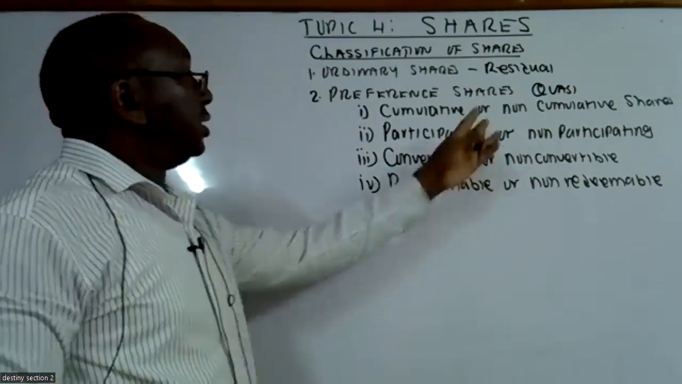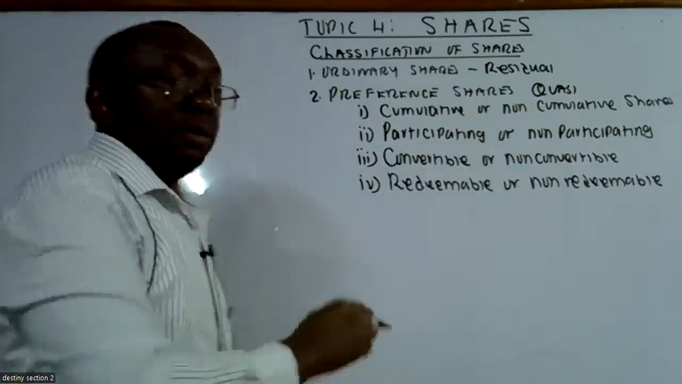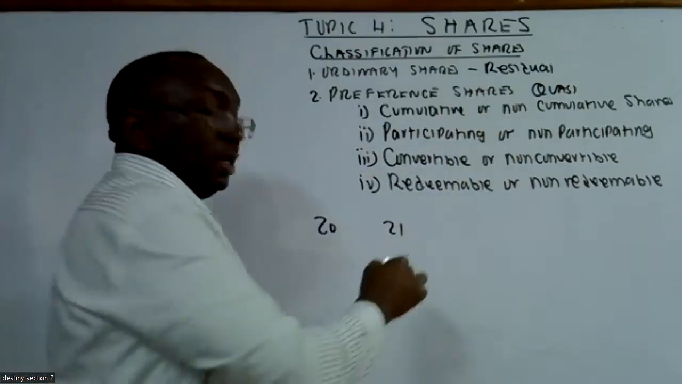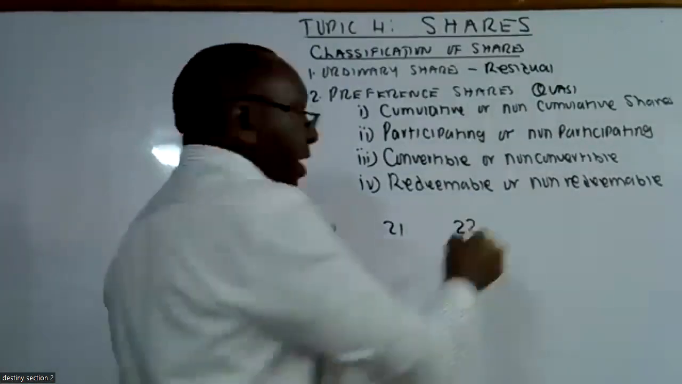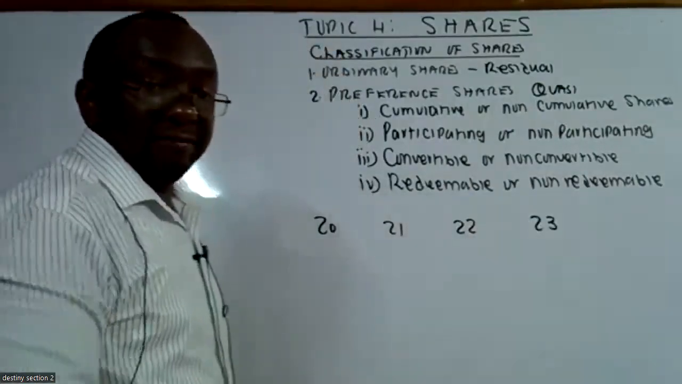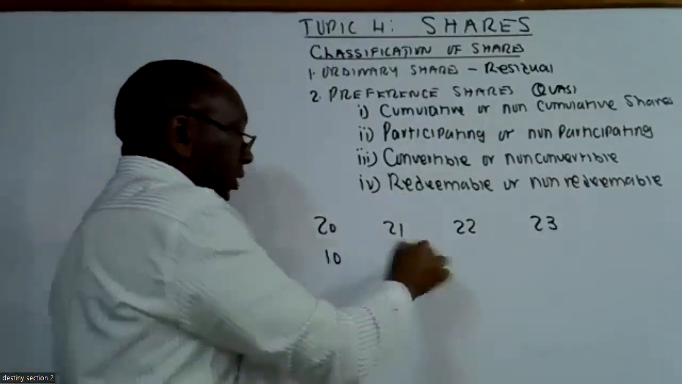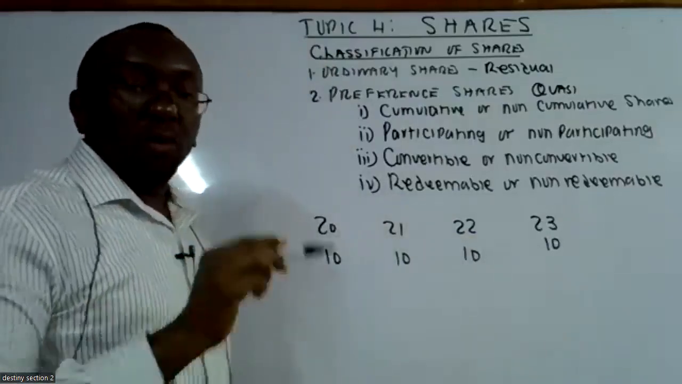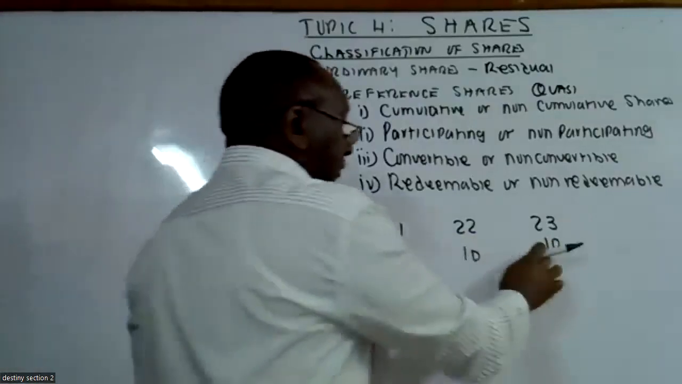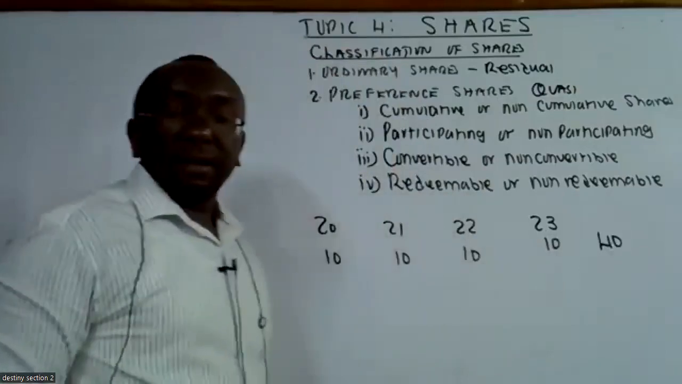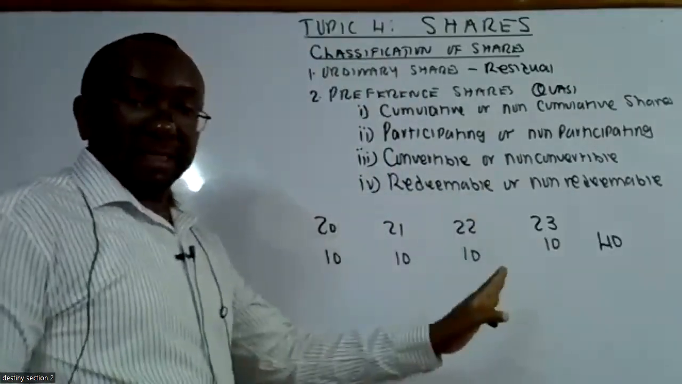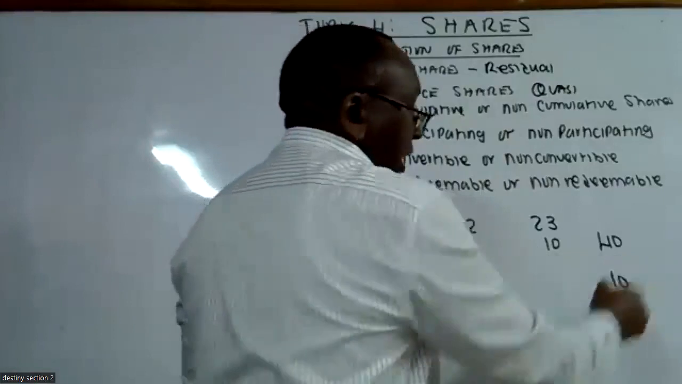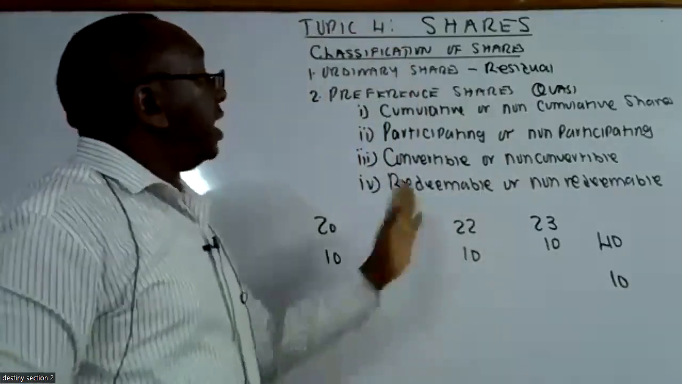So we have those which accumulate. To accumulate means, for example, in the year 2020 the dividends were not paid, 2021 not paid, 2022 not paid, but now we are paying in the year 2023. Assume that every single year the dividend was 10 shillings. So the cumulative preference shareholder will get dividends for 1, 2, 3, 4 years, so he'll be paid 40 shillings, because the years that he missed will be compensated. But non-cumulative is paid only for the year, so he is paid only 10.